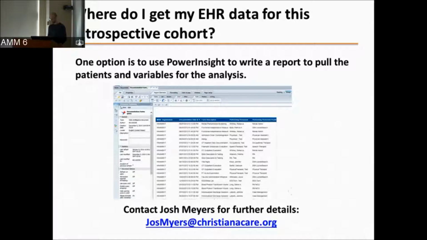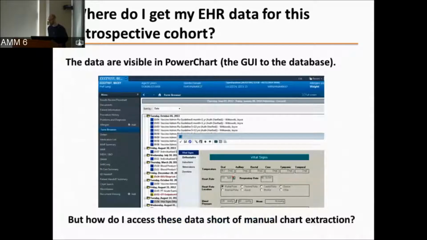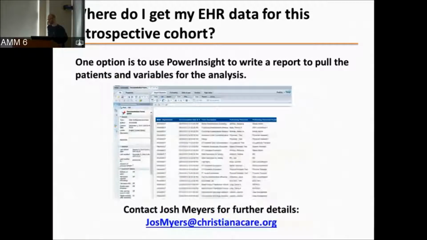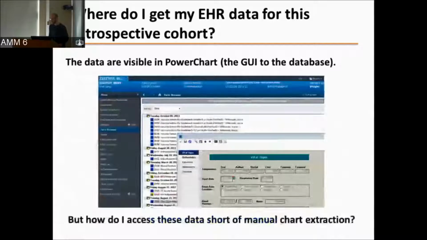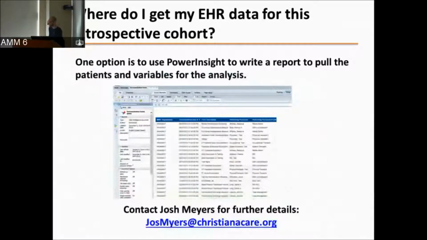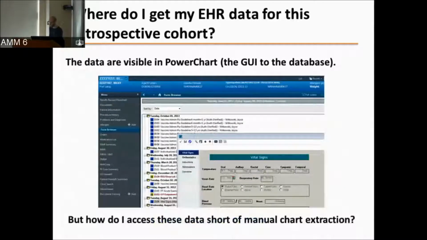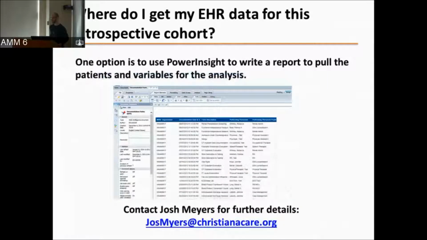Are all those variables that are in PowerChart also in Power Insight? Are the variables available in Power Insight? Yes, they are there, but getting from here to here is difficult. Because it's not like there's a variable called systolic blood pressure behind the scenes. You have to know which form to go to even ask the right question, to specify the variables the proper way into Power Insight. And that's something that Josh talks about in his class.